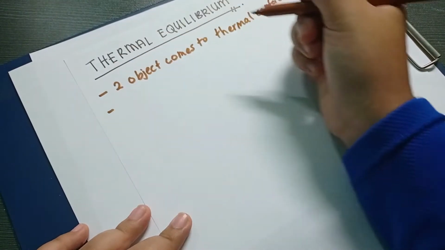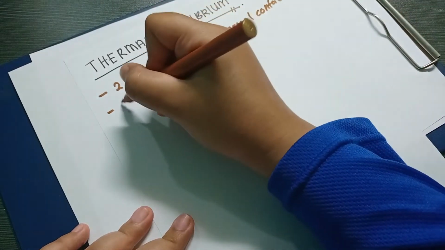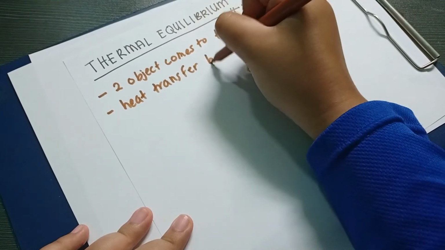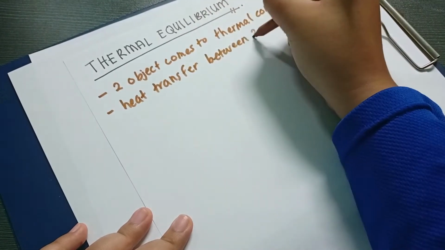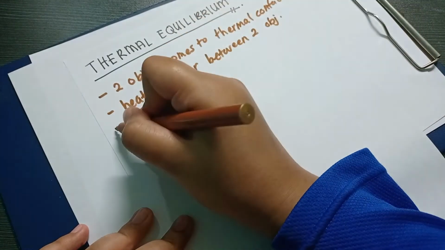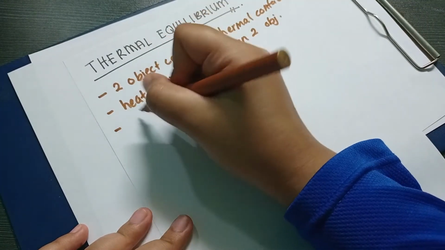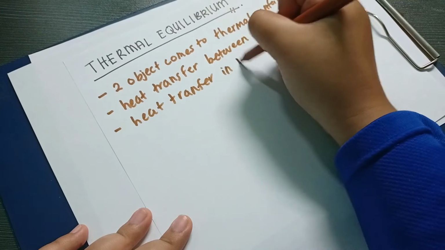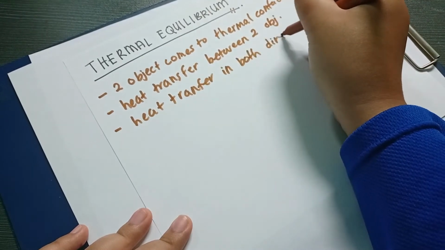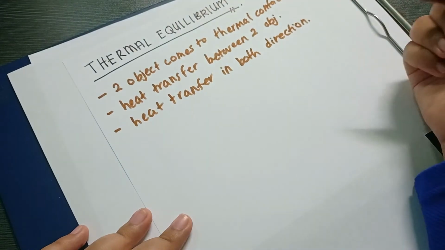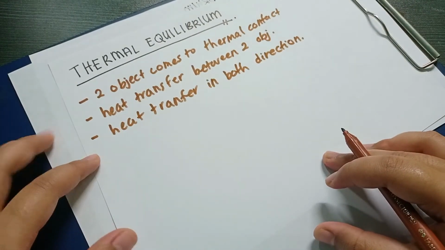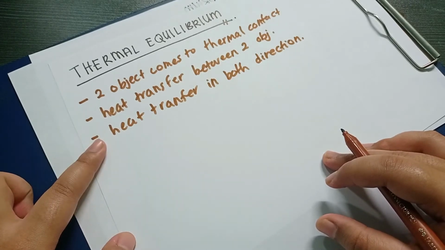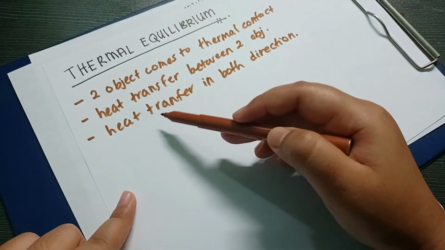The second point, what you must write, is heat transfer between the two objects. And the last one, there must be a heat transfer in both directions. So here is the specification of thermal equilibrium. When the question asks what is a thermal equilibrium, you must write these 3 points. It must have these 3 points.